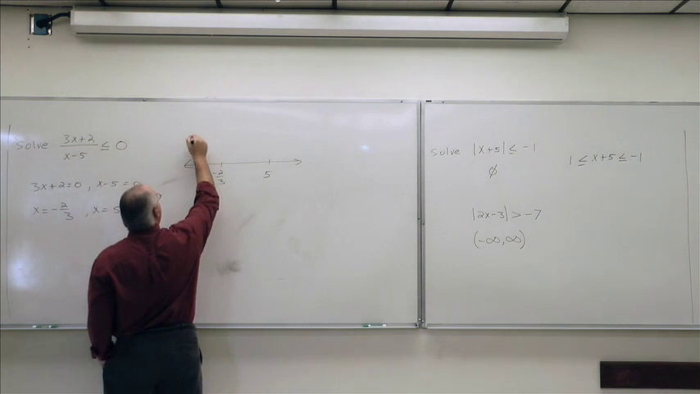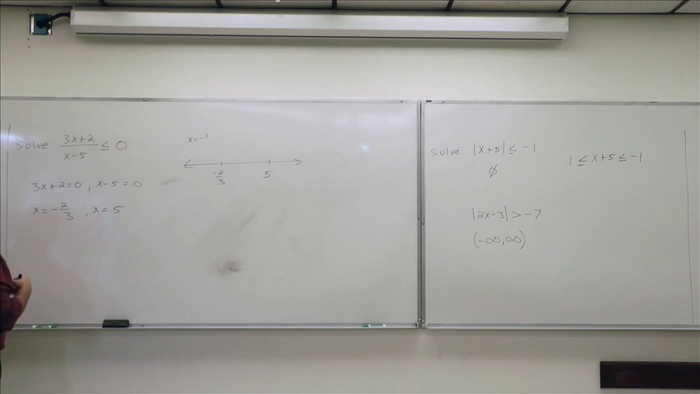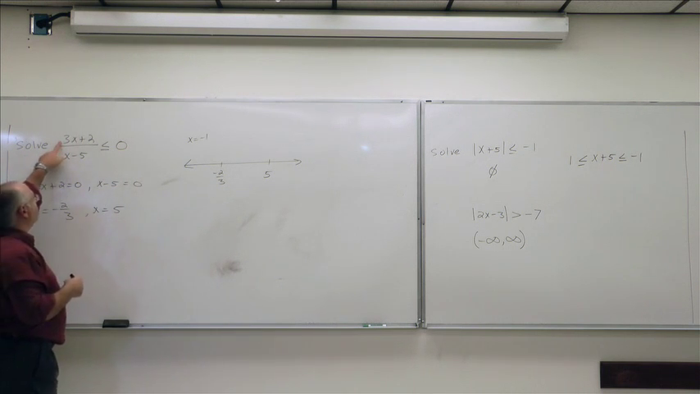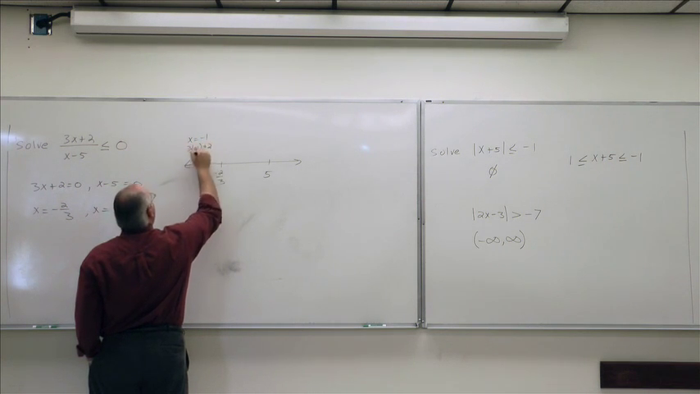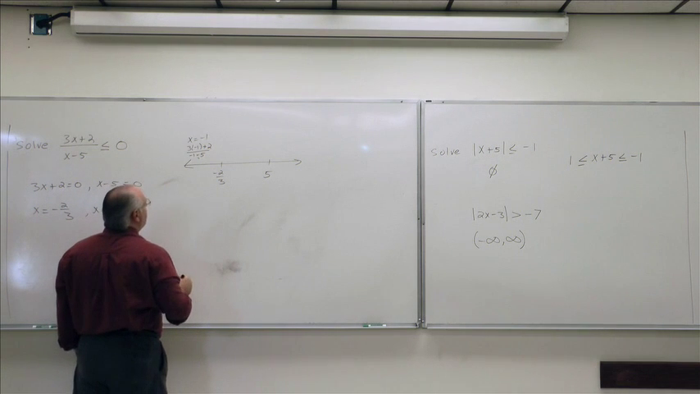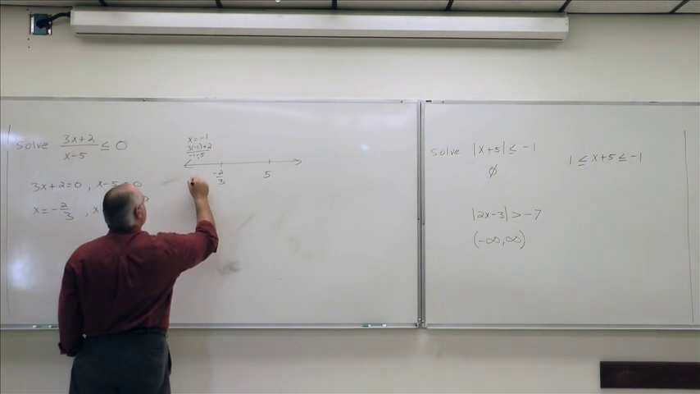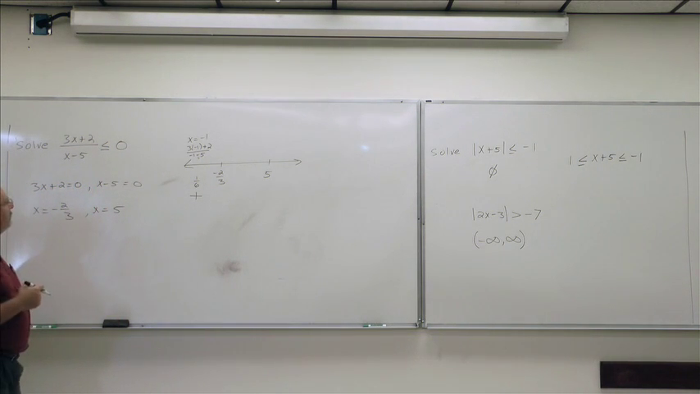So we'll plug in, say x is -1, something less than -2/3. When we do that, we get (3 times -1 plus 2) over (-1 minus 5). That's -3 plus 2 is -1. It's going to be positive 1/6. So that's a plus, because it's -1 over -6.